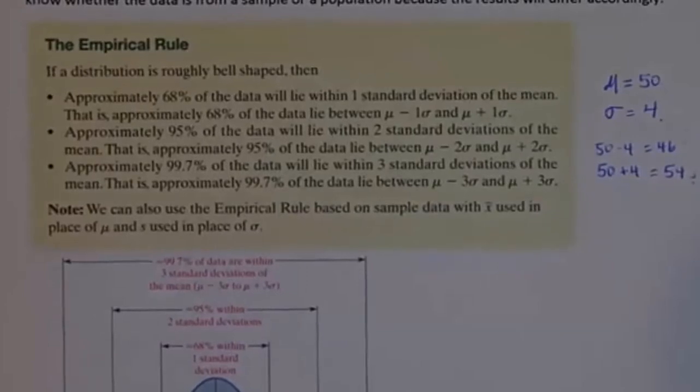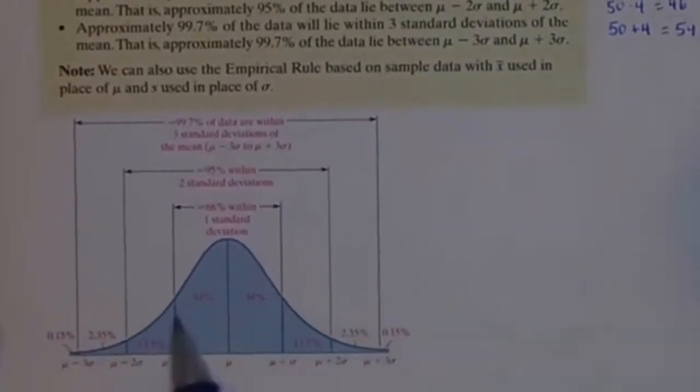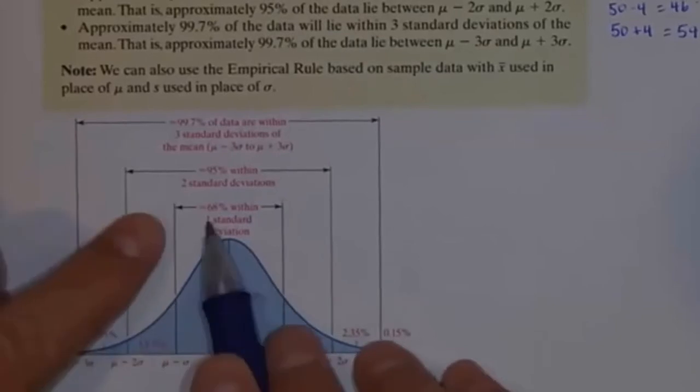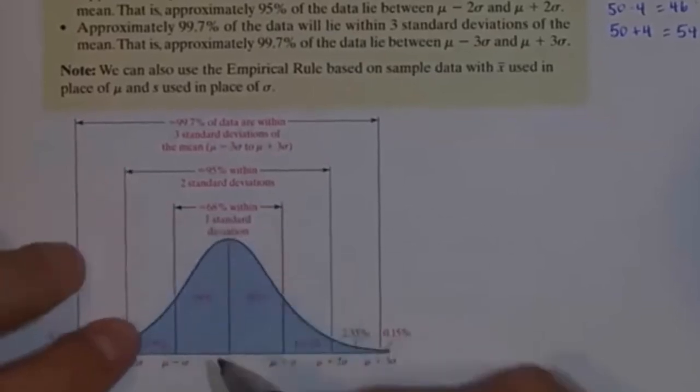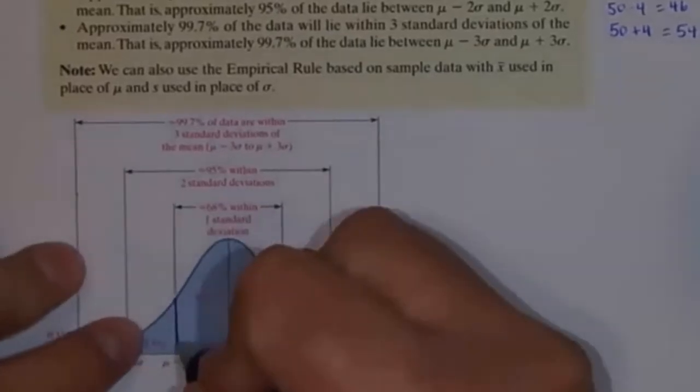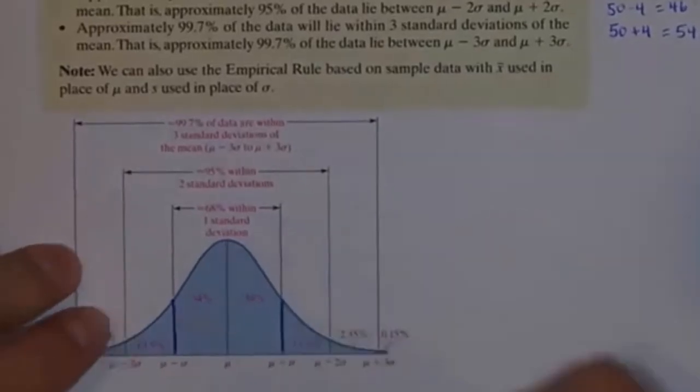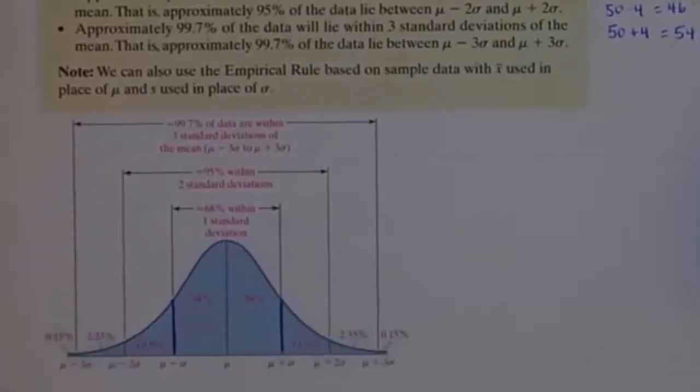If you take a look at this visual right here, we have this bell-shaped distribution. So the mean's right here in the center. If I take the mean plus one standard deviation, I would get this value right here. If I take the mean minus the standard deviation, I would get this value right here. And approximately 68% of the data would be between this value and this value. That's what the empirical rule is telling us.